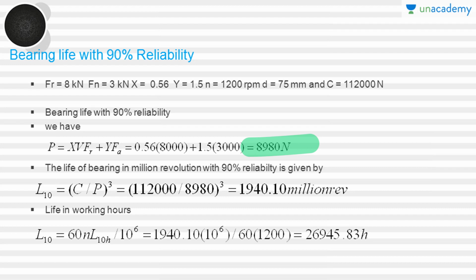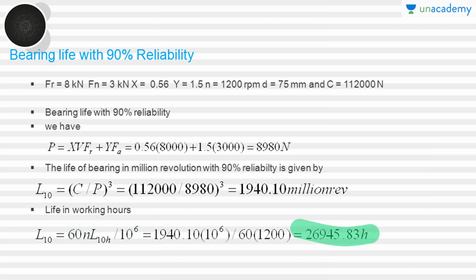We can find this value in working hours with the help of the relation between the rating life in working hours and the life in million revolutions, which is given by this formula: L10 equals 60 n into L10h by 10 to the power of 6. On substituting these values in this relation, we get the life in working hours as 26,945.83 hours.